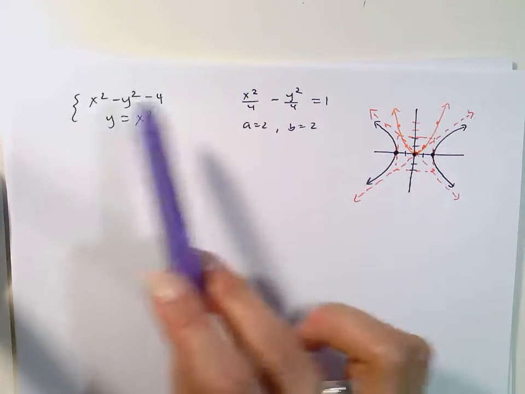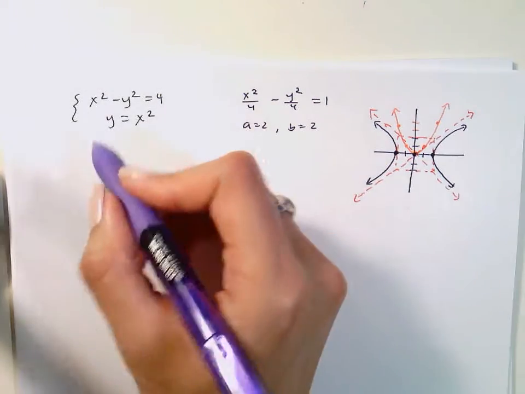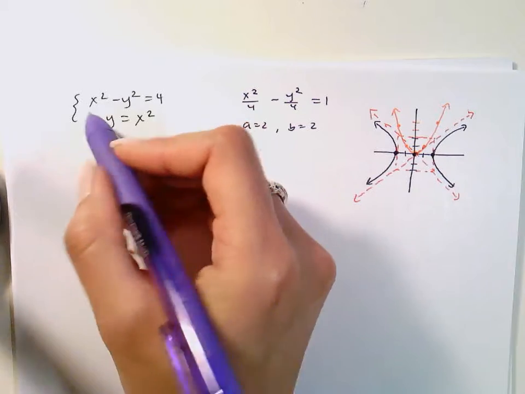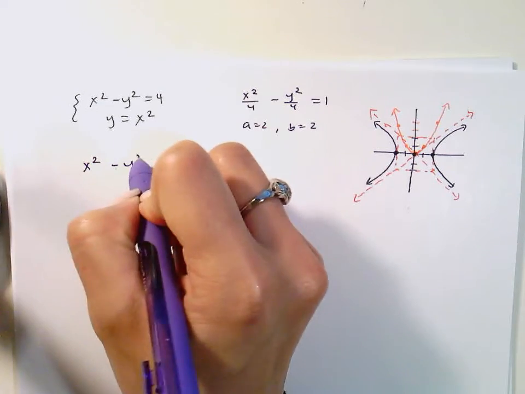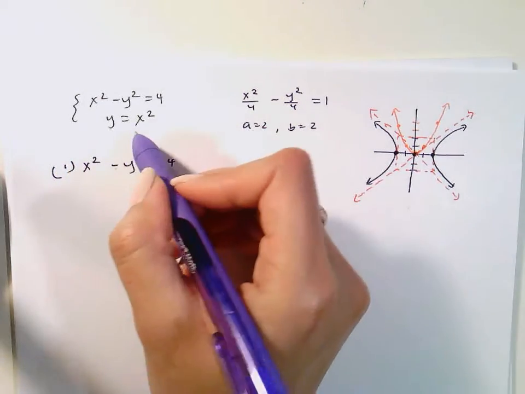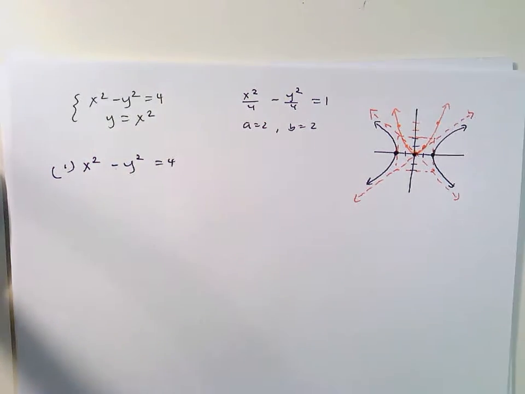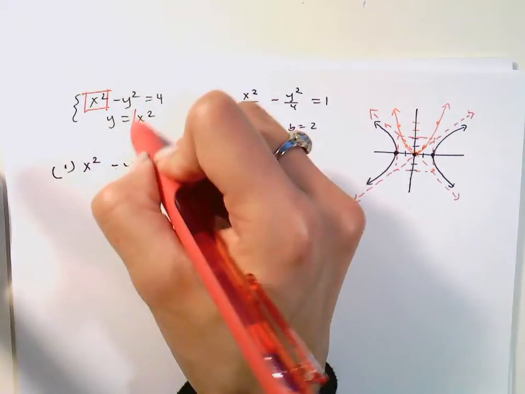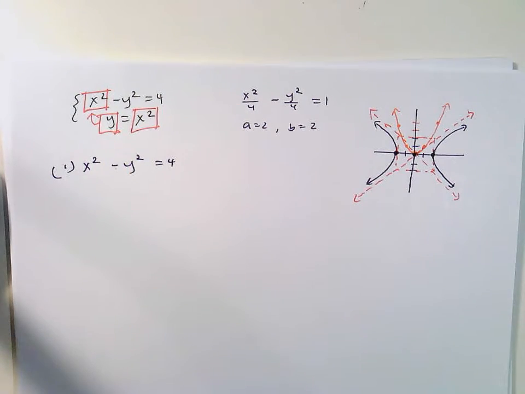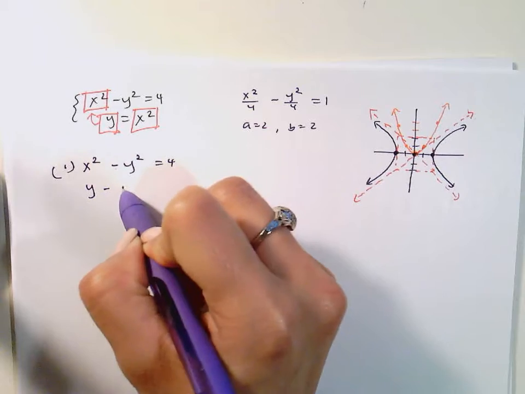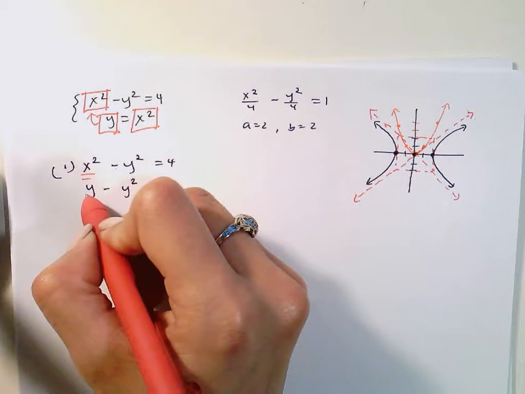When you actually solve these, you don't have to graph them, but I wanted to see it visually first. So let's do substitution just like on the previous example. We have x squared minus y squared is equal to 4. I'm going to use the first equation and plug in a y wherever I see an x squared. So I plug in y minus y squared is equal to 4. I substitute this x squared with a y.